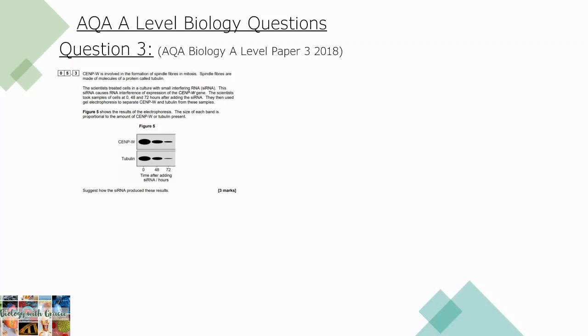So we can see from the diagram that tubulin production decreases. So the size of the band decreases, as does CENPW. So we can say that the siRNA must bind to mRNA or destroy it for CENPW. So then this, of course, is preventing translation of CENPW, and then the CENPW will reduce. So tubulin production will also reduce. And we can see our answer there.